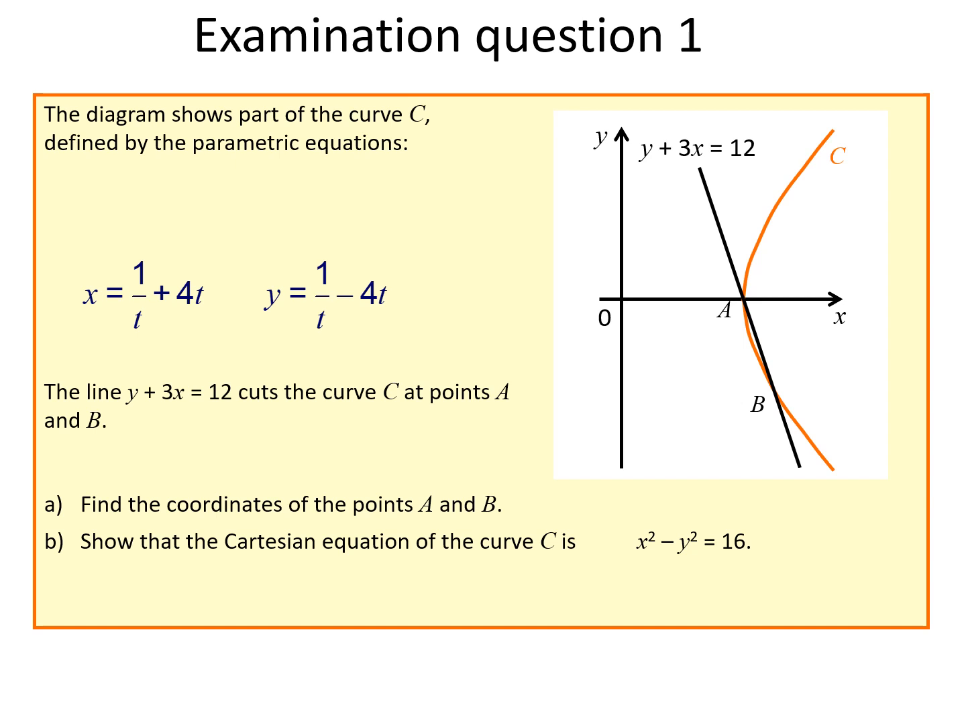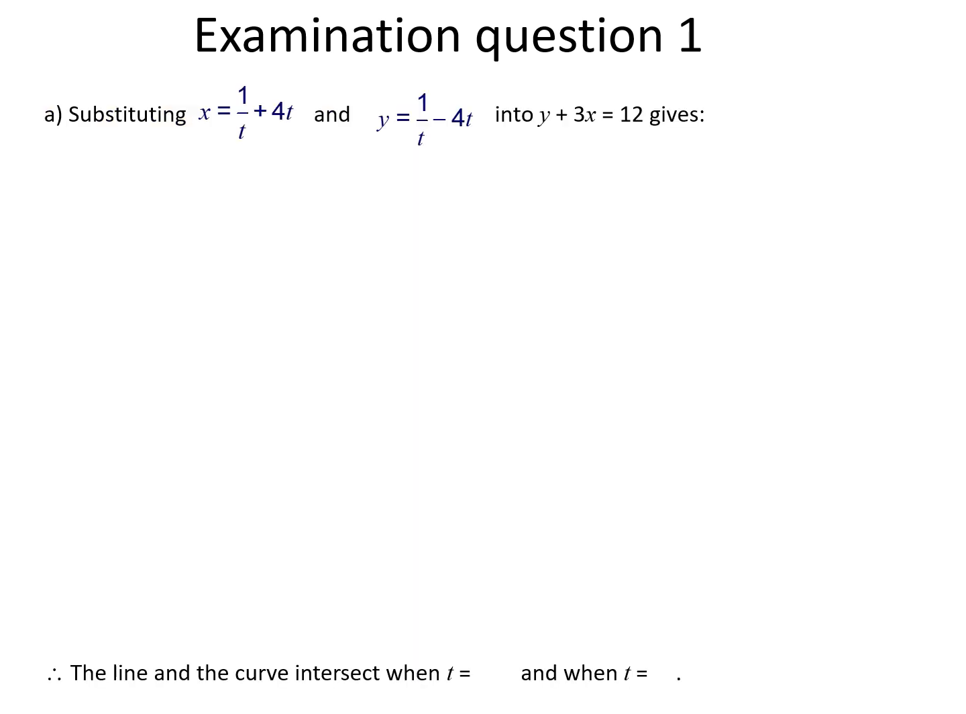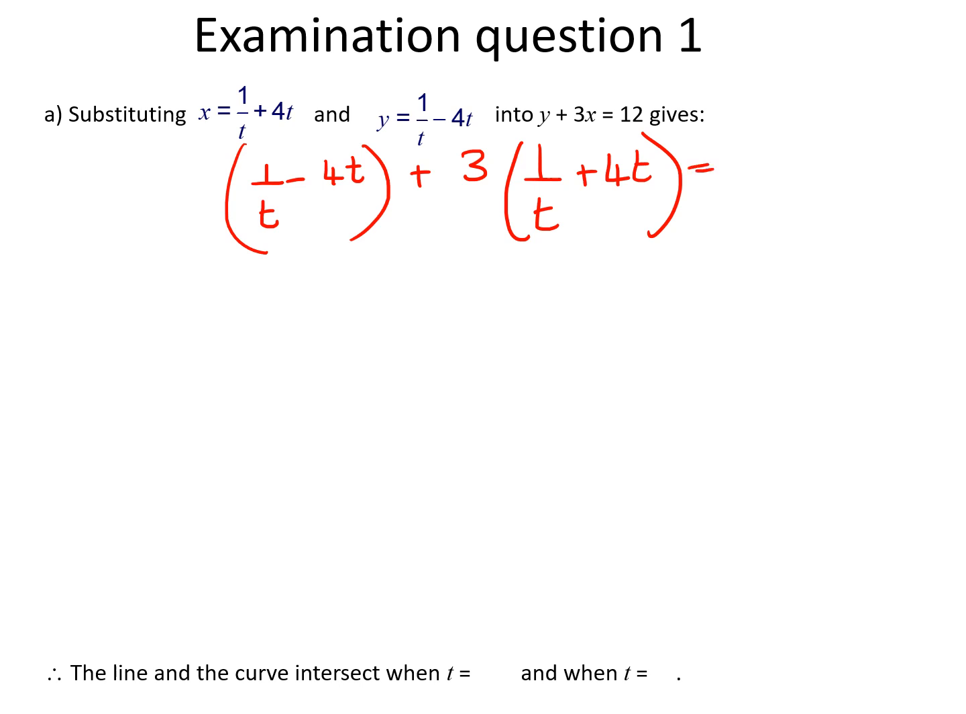So two things hit each other when they're equal to one another. So I need to sub into the line the Cartesian equations here. So substituting those into the line, because they're equal to each other, would give me 1 over t minus 4t plus 3 lots of the other thing, and it equals 12. Right, we can solve this for t.